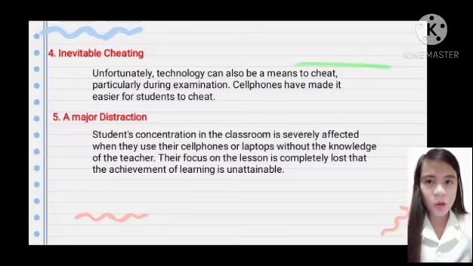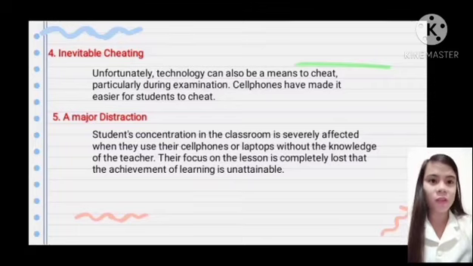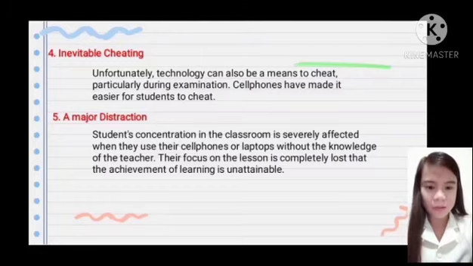A major distraction. Students' concentration in the classroom is severely affected when they use their cell phones or laptops without the knowledge of the teacher. Their focus on the lesson is completely lost, so that the achievement of learning is unattainable.